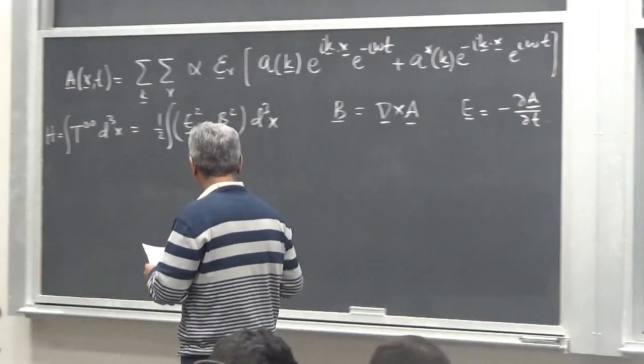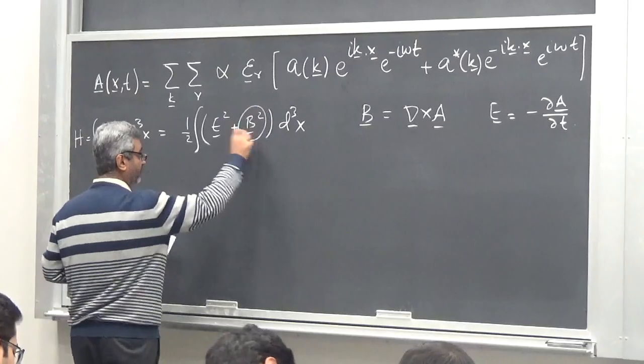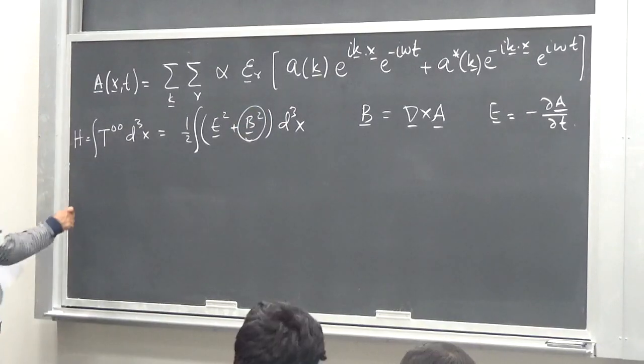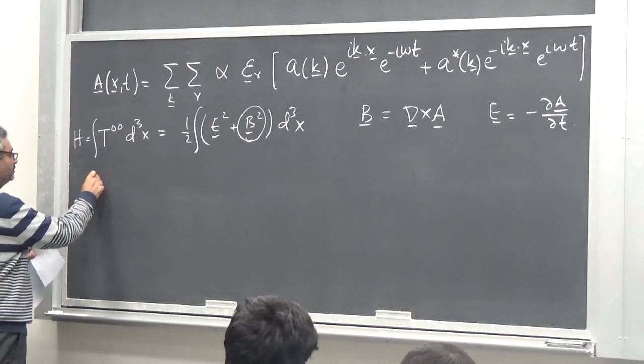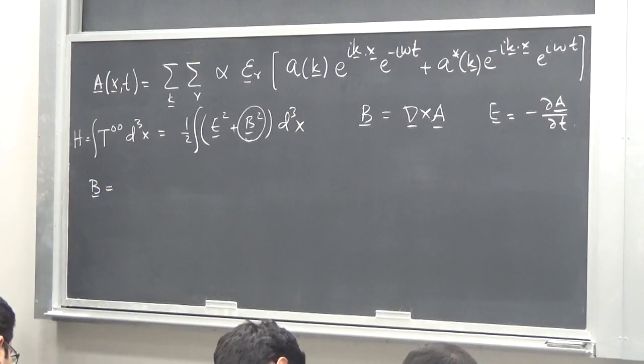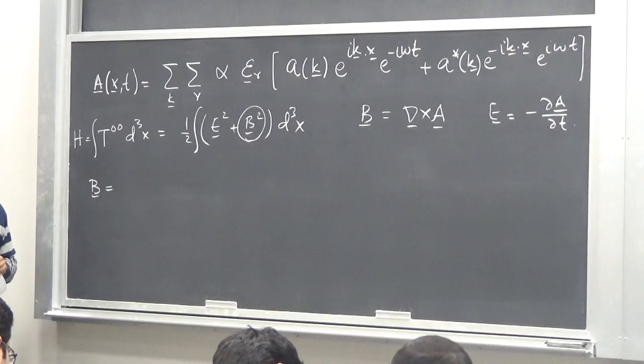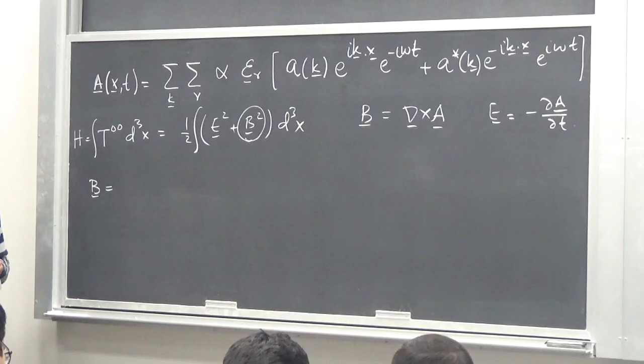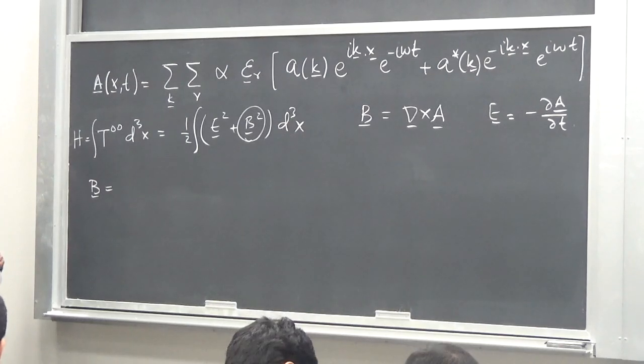You can just see what happens now. So let's calculate first B squared. Okay, so B squared, so let's just calculate B first. So B is del cross A. How do you calculate that? What is B? Yeah, do that.